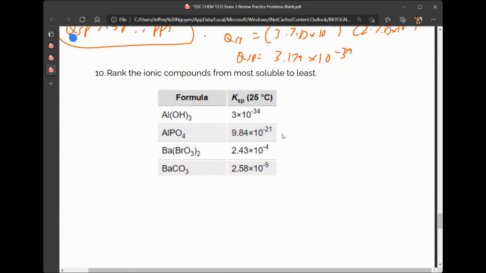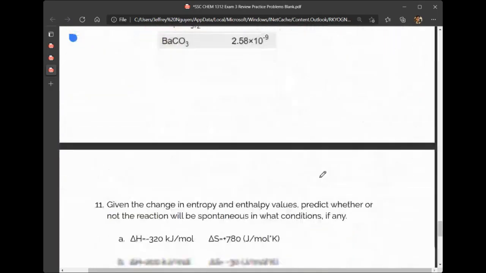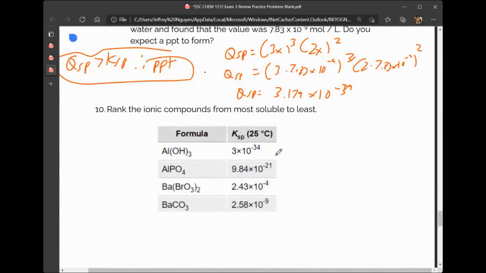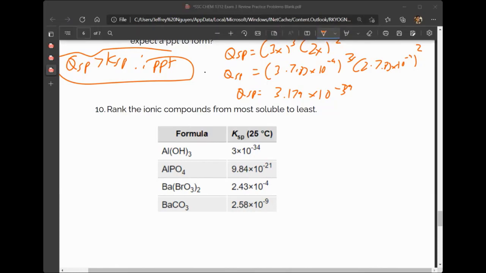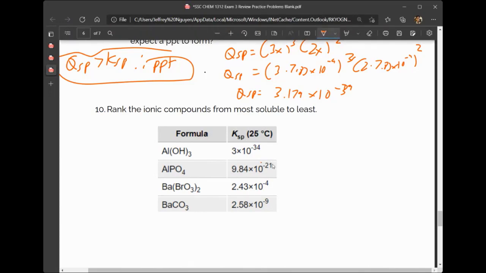So rank the ionic compounds from most soluble to least. The way you would approach this problem is that you go ahead and find the S like we did up here, or the X. And you have to rank it from the S, not the KSP value. Because why? Well, S contributes to molar solubility, so you would have to look at the individual values. So we do that. I'm just going to quickly show y'all the answer. So it's 1, 2, 3, and 4 in terms of most soluble to least.